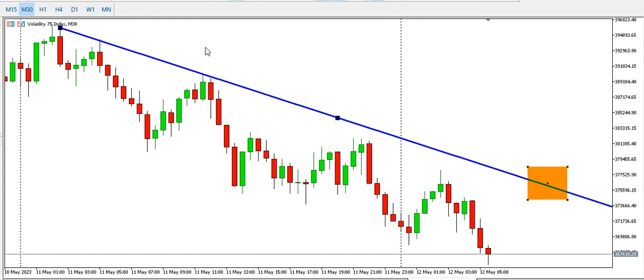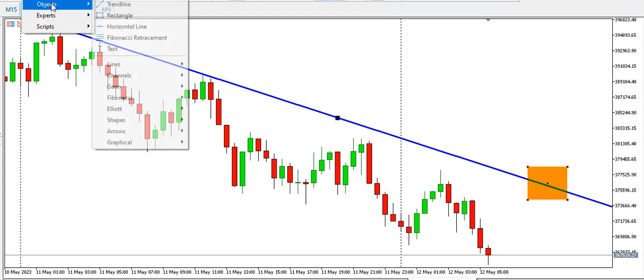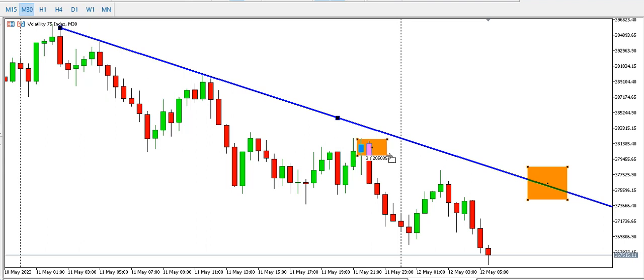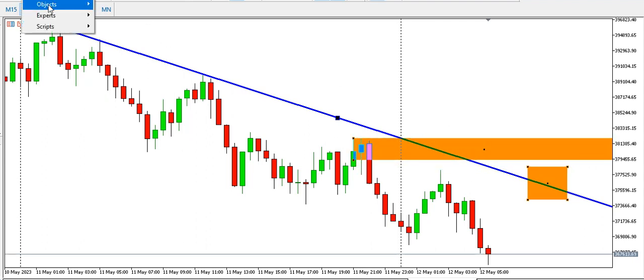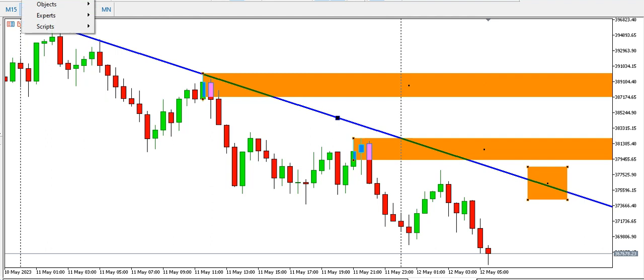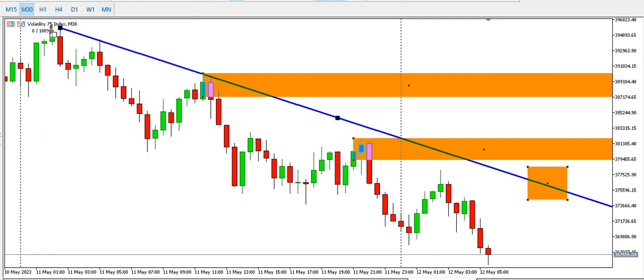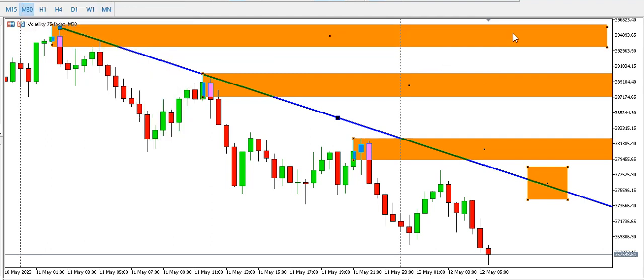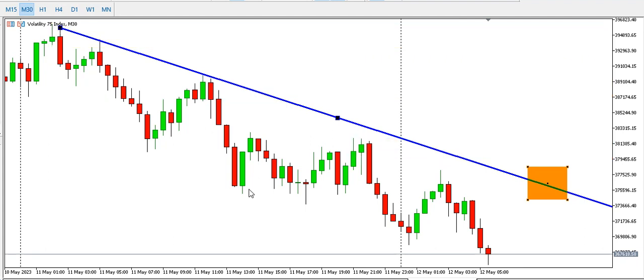If price is going to go up, be targeting the other blocks. We have this block here to target, another block like a resistance area to target, and another block here to target. But for now it's going down.